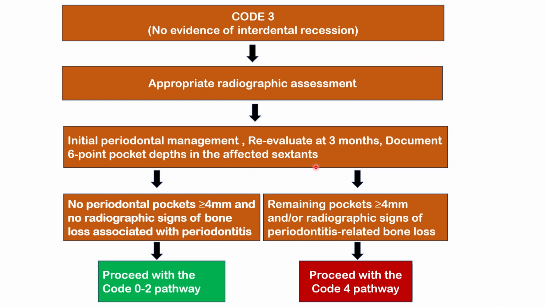After this, we have two scenarios. The first one: if there are no periodontal pockets greater than 4 mm, and no radiographic sign of bone loss associated with periodontitis, then we proceed with the code 0 to 2 pathway. In the second scenario, if the remaining pocket is greater than 4 mm, and there are radiographic signs of periodontitis-related bone loss, then we proceed with the code 4 pathway.